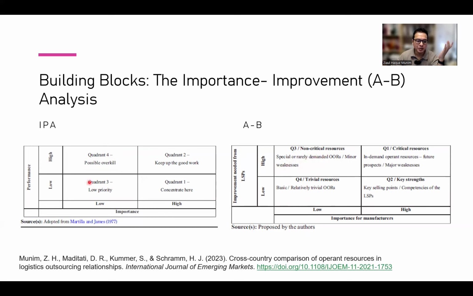So it would relate to this one here, in the IPA. So low importance and low performance. In our case, high improvement required means it's performing low, right? So this one relates with this one here. So it's low priority. And here we are calling it non-critical resources, or especially or rarely demanded or minor weakness.